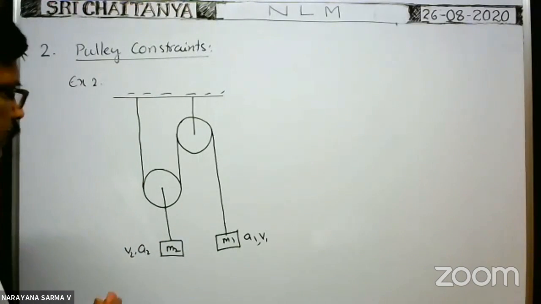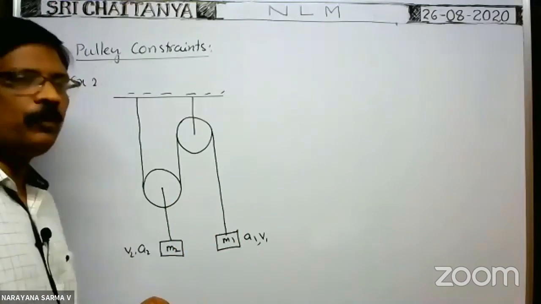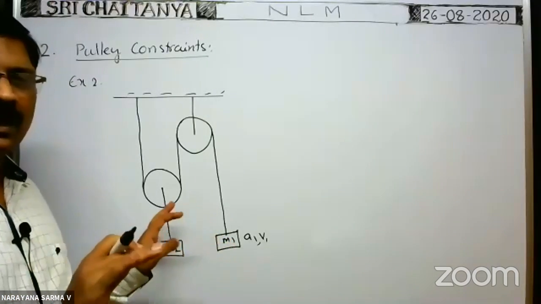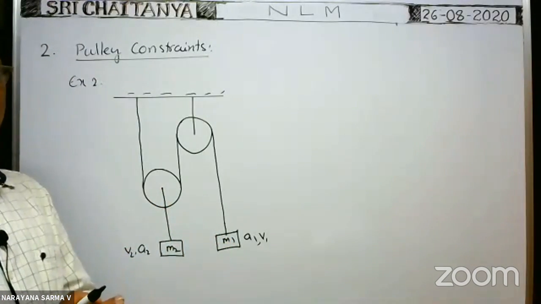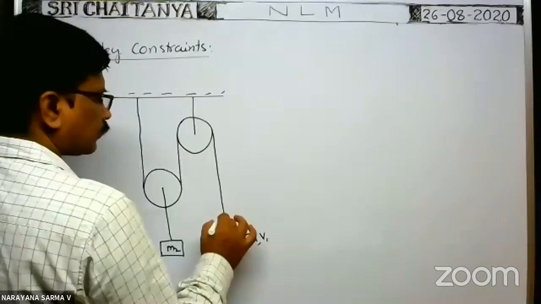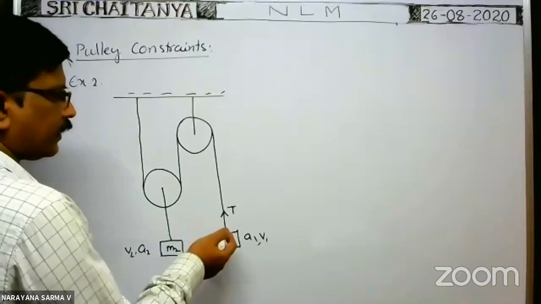Or in other words, in which direction will the blocks move? First of all, imagine the blocks are under equilibrium. You imagine here the tension is T. Suppose this is the tension T.